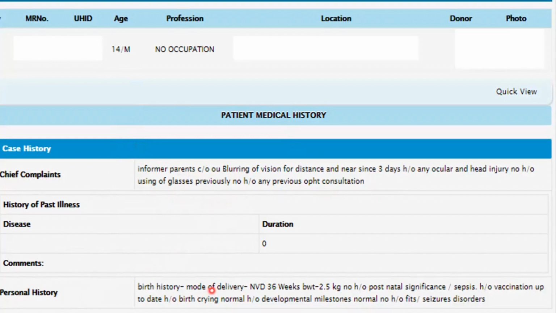When we took the birth history of the patient, the patient was born by normal vaginal delivery at 36 weeks, and the birth weight was 2.5, which is quite normal. The patient did not have any postnatal infection or sepsis, and no history of fits. The vaccination status was up to date, and the birth cry was also within normal limits.